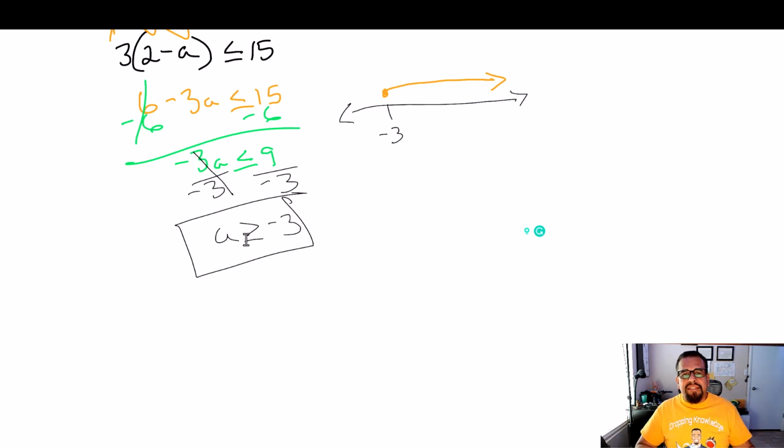So next time you'll see me back here for the compound inequalities, and I'll also show you how to graph them on the coordinate grid.